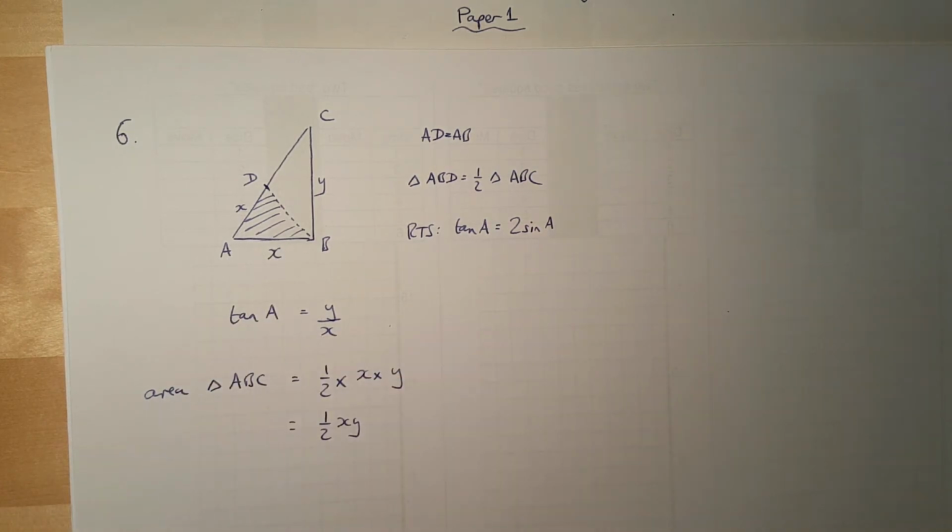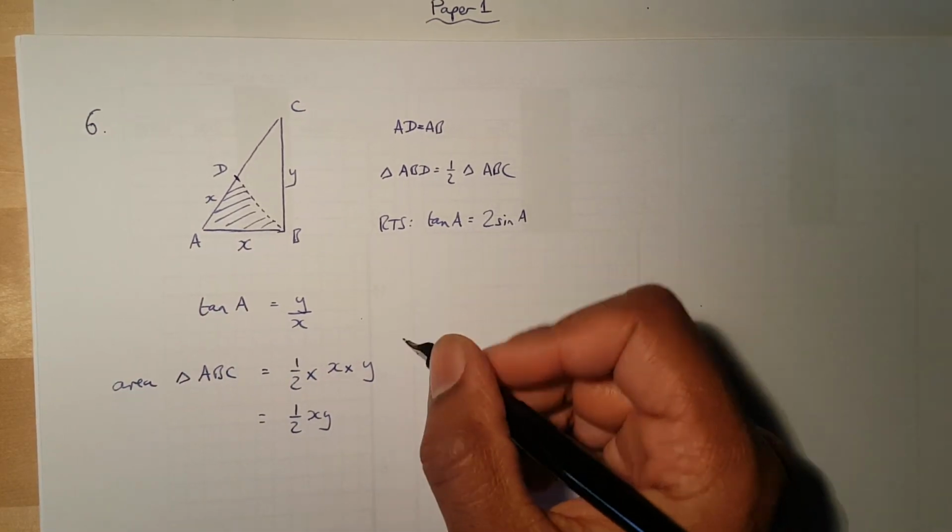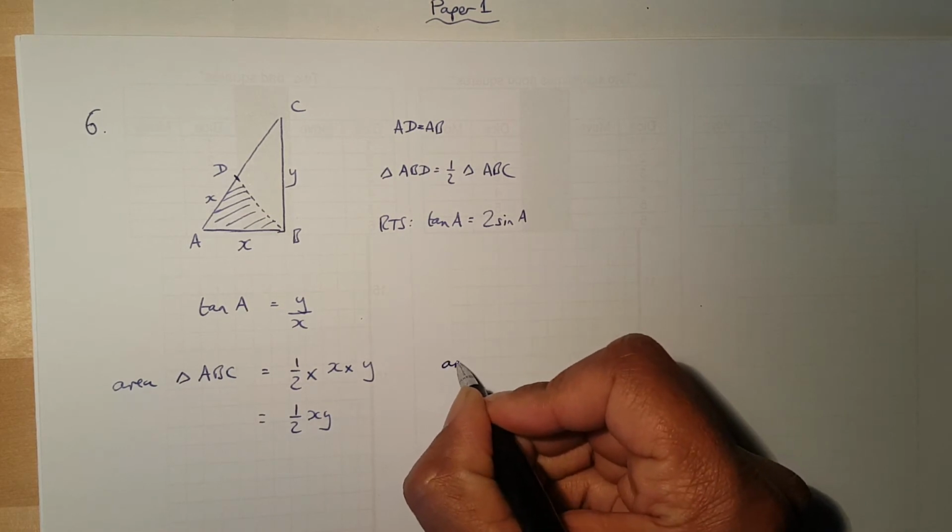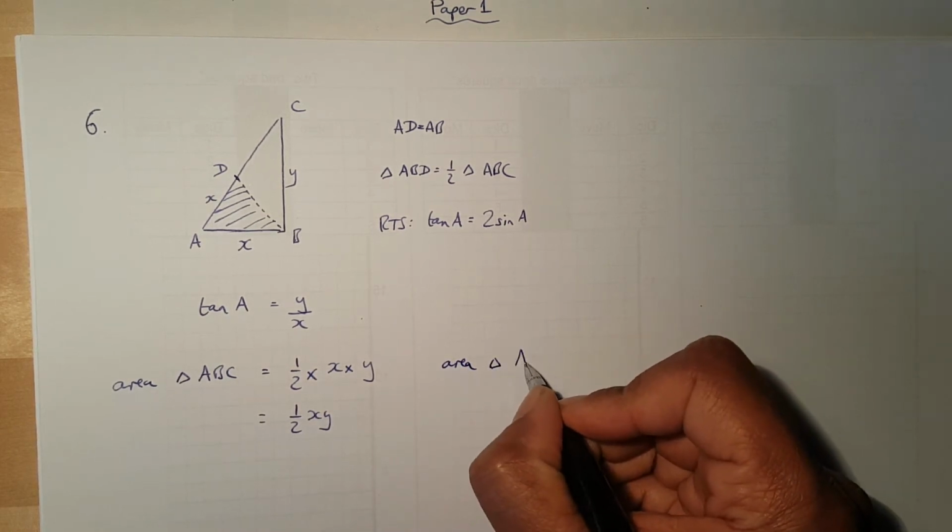I do know, though, that I have an isosceles triangle with two sides being the same length. Let's look at that triangle ABD, and we're doing area. Let's look at that. What's the area of the triangle ABD?